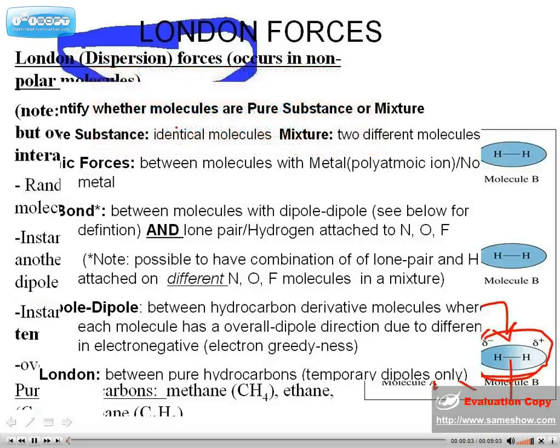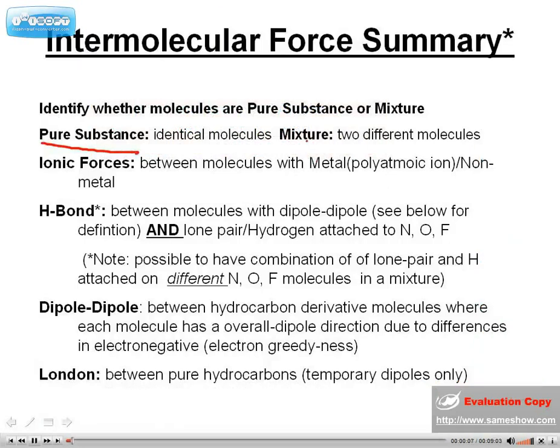I refer to intermolecular forces either being between pure substances or being between two different substances in a mixture. Hence, I may show you one molecule, and I'll say that it's a pure substance, meaning it's the intermolecular forces between the molecules we're looking at. Or I can say we're looking at a mixture of the intermolecular forces between two different molecules.